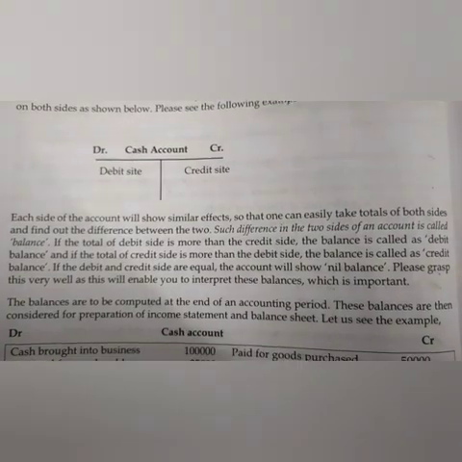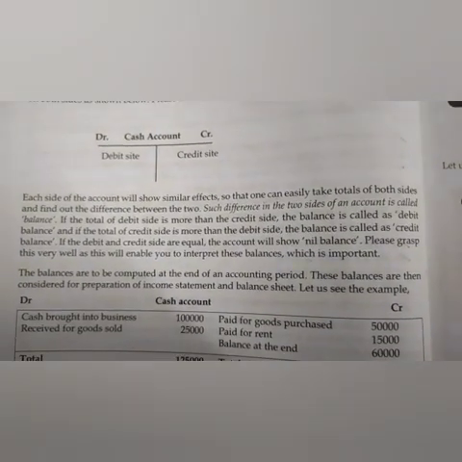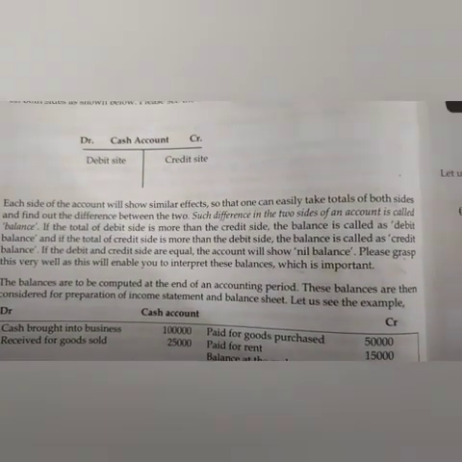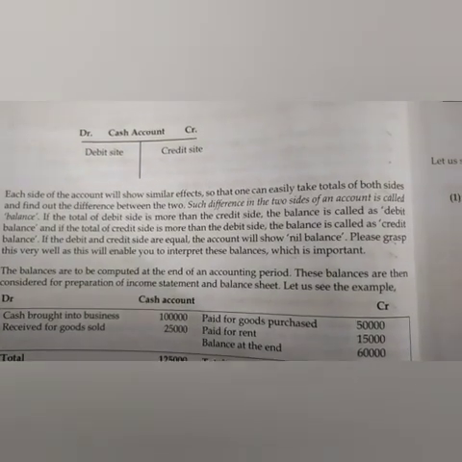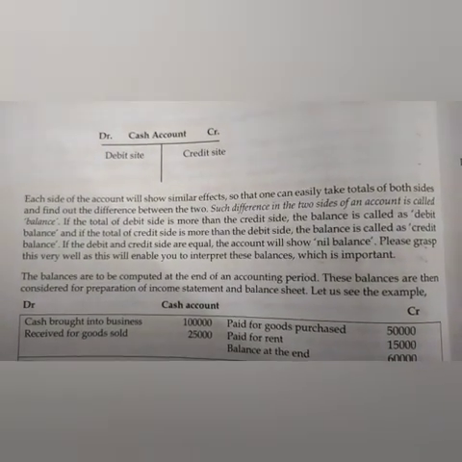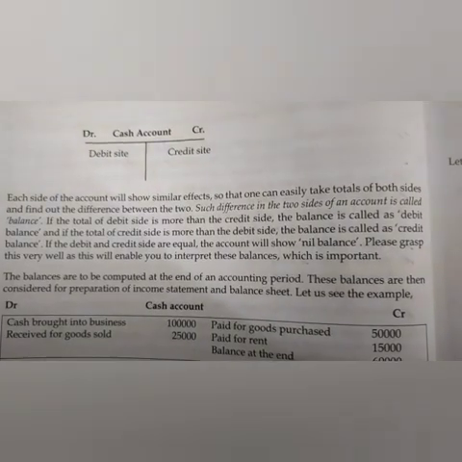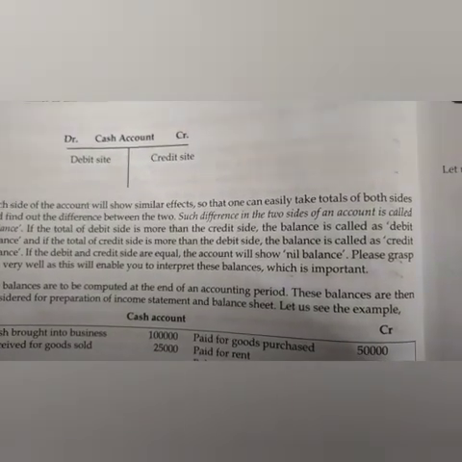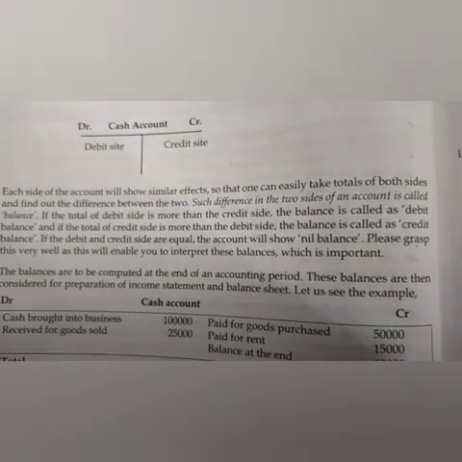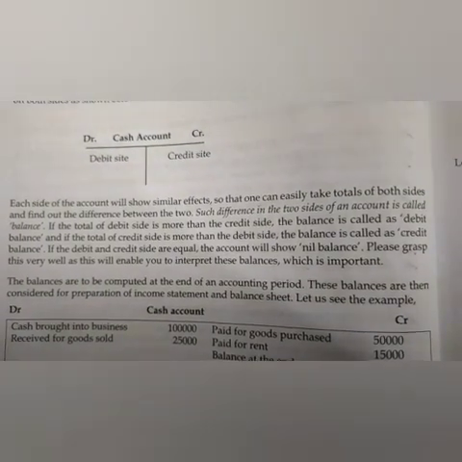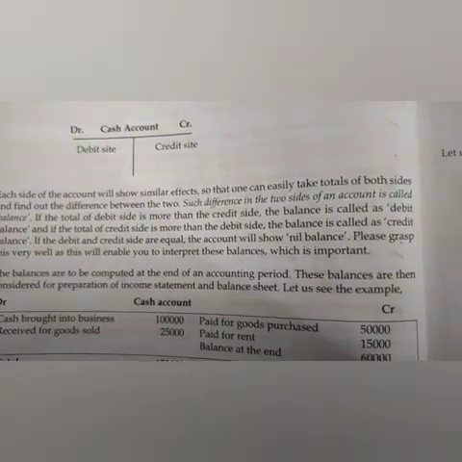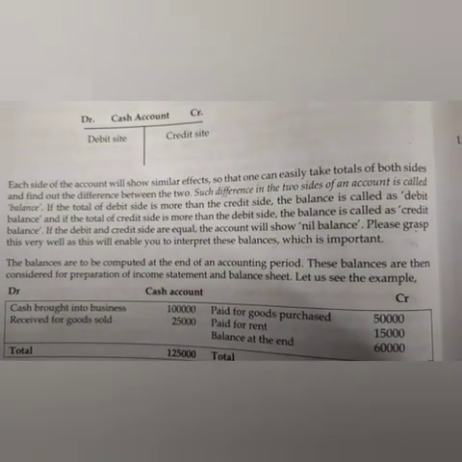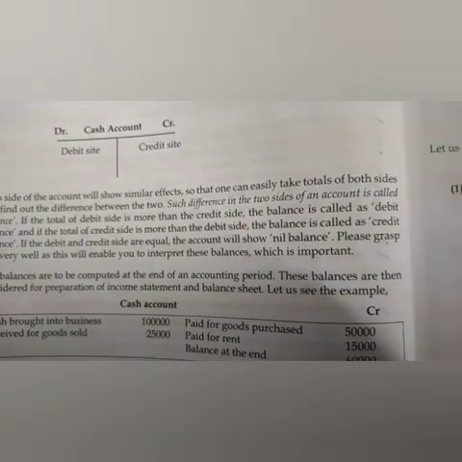Each side of the account will show similar effects so that one can easily take the total of both sides and find out the difference between the two. Such a difference in the two sides of an account is called a balance. If the total debit side is more than the credit side, the balance is called a debit balance, and if the total credit side is more than the debit side, it is called a credit balance. If the debit and credit sides are equal, the account will show nil balance. Please grasp this very well, as this will enable you to interpret these balances, which is important.